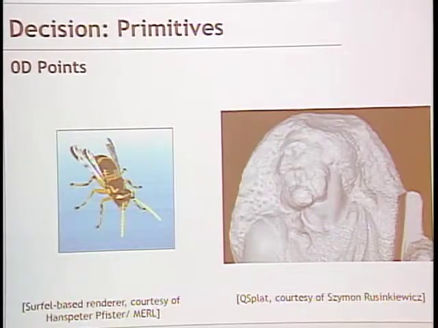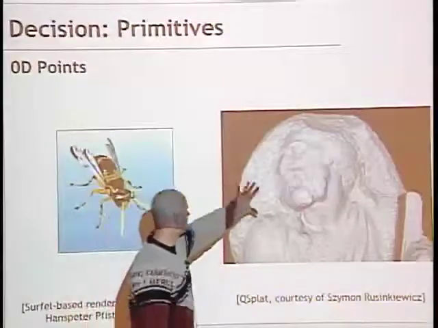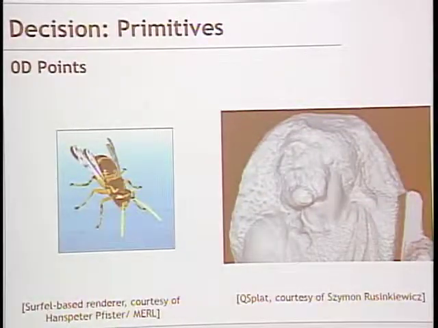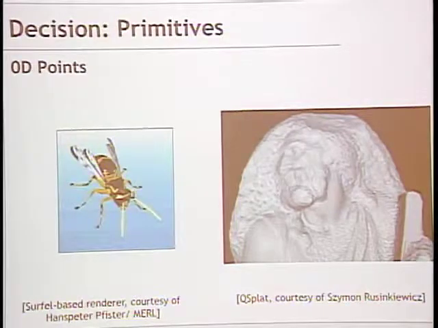Hanspeter Pfister is now at Harvard, but very nice work there. This is the face of St. Peter, one of Michelangelo's statues. Simon is now at Princeton and is an awesome guy. This rendering is done basically with this big sea of points. The neat thing about it is that it's an enormous data set, much bigger than you can handle in real time.